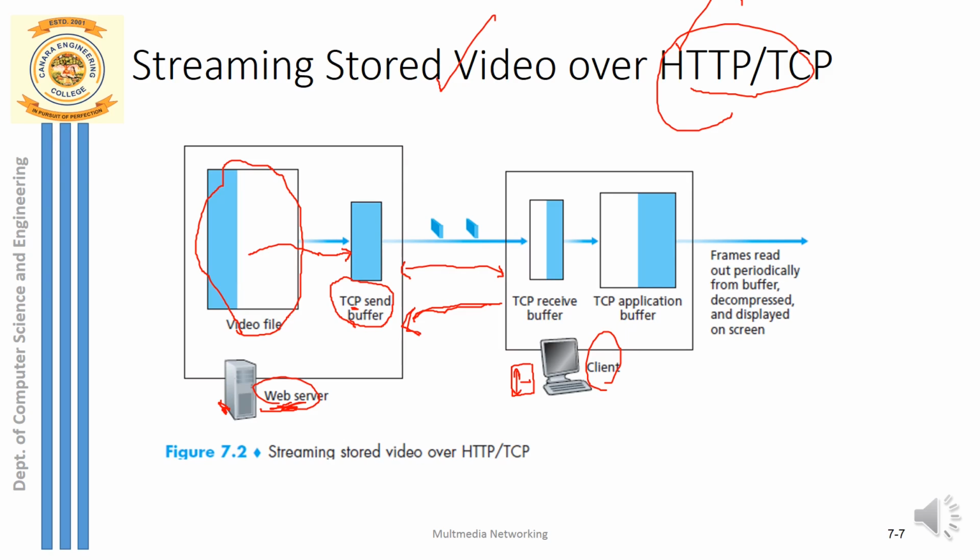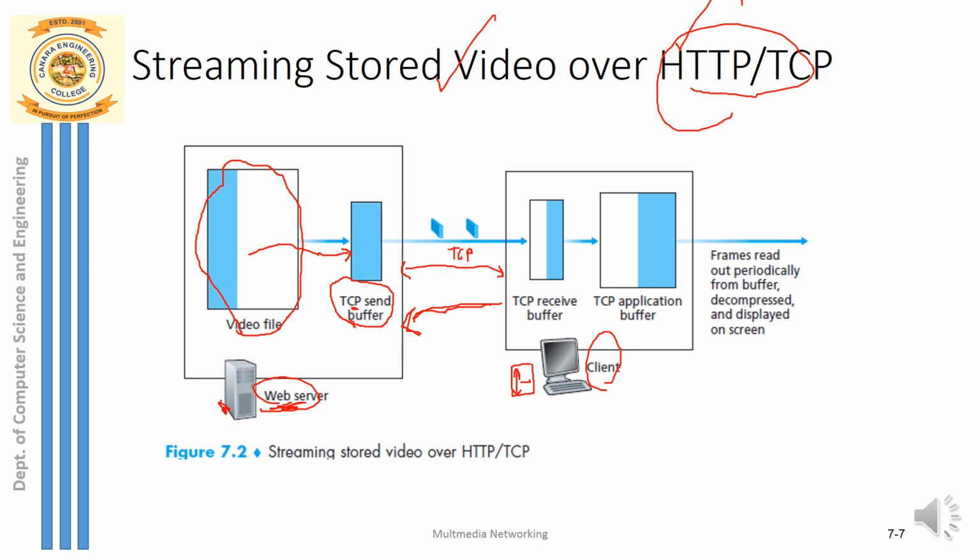Initially this send buffer is filled with the frames or bytes pertaining to the video file the client has requested. Those bytes are first filled inside this TCP send buffer. Once this buffer is filled up, it is ready, and it is time to send the requested bytes to the client side. You can see how the bytes are transferred over the TCP connection, packet by packet, or byte by byte, frames by frame also you can call it, sent to the remote client.